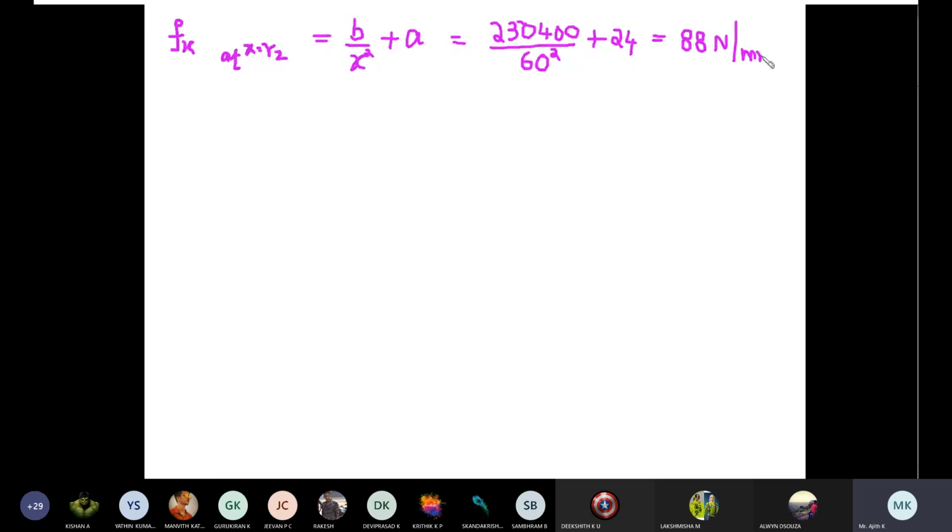Now one last step is pending. You have to calculate the fx value at the mean section, at x is equal to Rm. The equation will be the same, b by x square plus a. The values of a and b will remain the same.